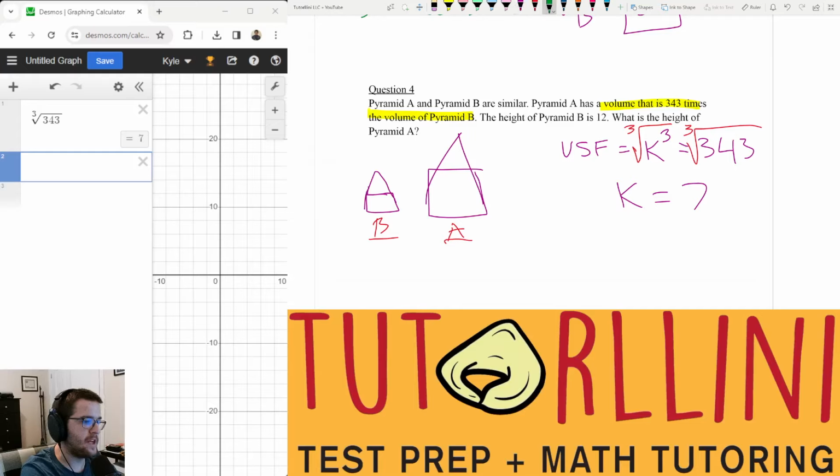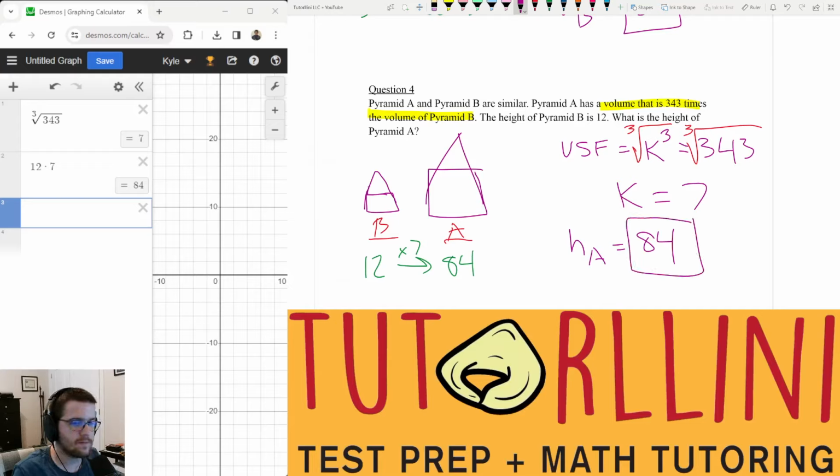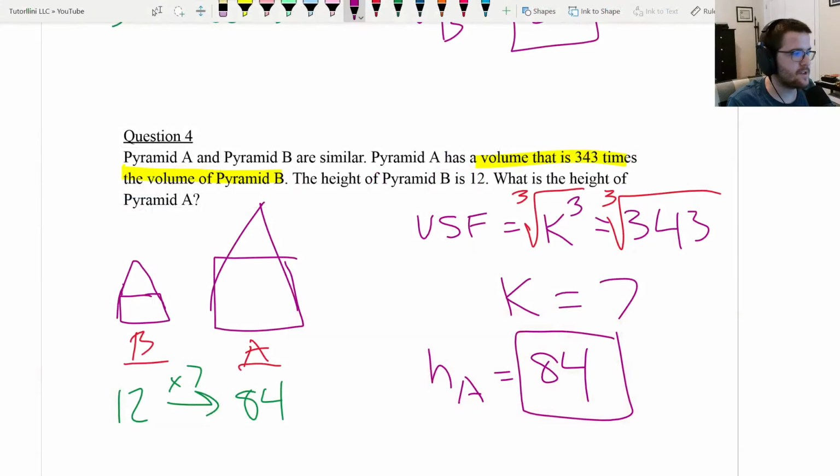Let's see, pyramid B has a height of 12. So to find the bigger one, we are going to multiply by 7. So let's do that, 12 times 7, and we get 84. So the height of pyramid A is equal to 84. It's 7 times as big. Great, let's keep going.